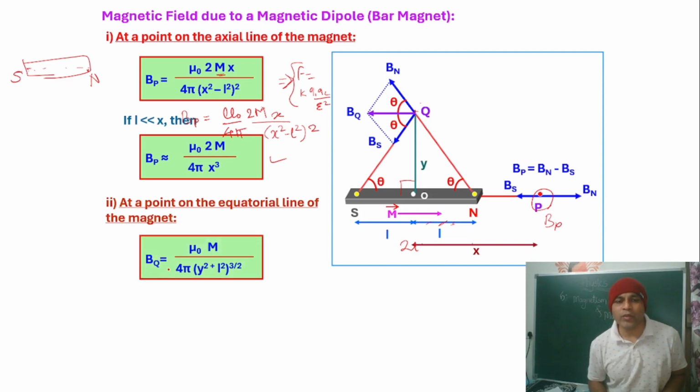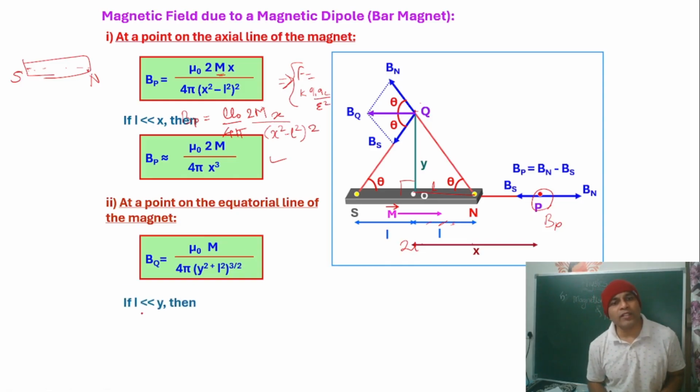So BQ is equal to mu 0 M divided by 4 pi, times (y square plus L square) to the power 3 by 2. Where y is the perpendicular distance from O to Q, and L square is this L distance. So (y square plus L square) to the power 3 by 2. Can you explain why 3 by 2? That is 3 by 2.